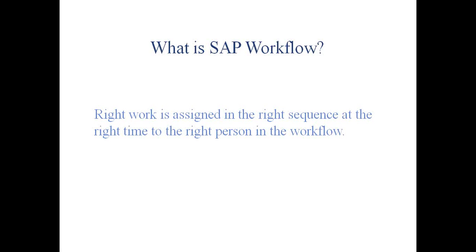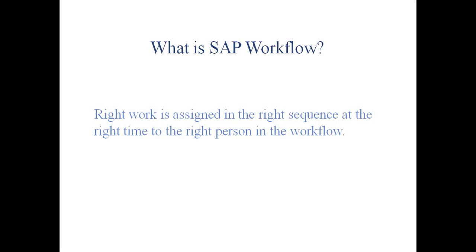First, coming to right work. Let me give you one example. Suppose one sales order is created, and that sales order or the draft bill should go through the approval process. You can ensure from this automated tool that you are sending the right work to the person. So the right work can be guaranteed by this automated tool.